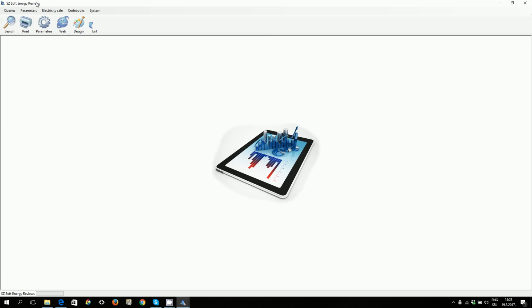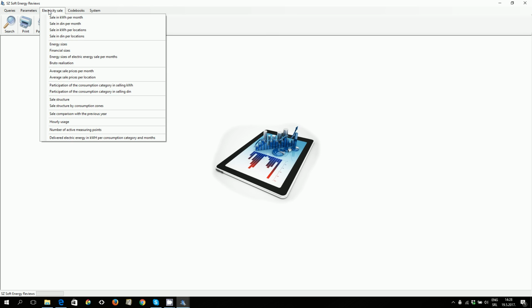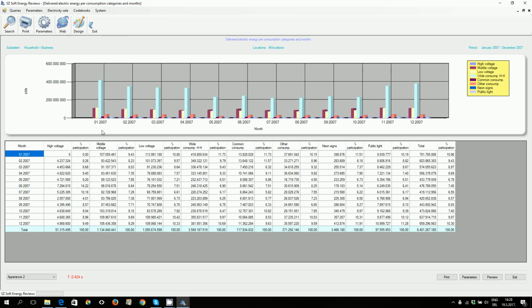By exiting this function, I'm opening our last function for today. This function represents delivered electric energy per consumption categories and months. In the graphic we can see different months, and on the left side we have different categories such as high voltage, common consumption, other consumption, neon signs. And at the bottom of the page we can see the total amount.